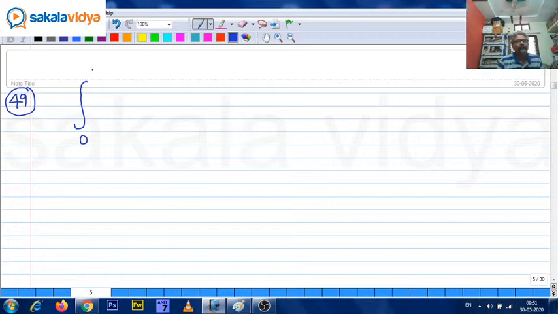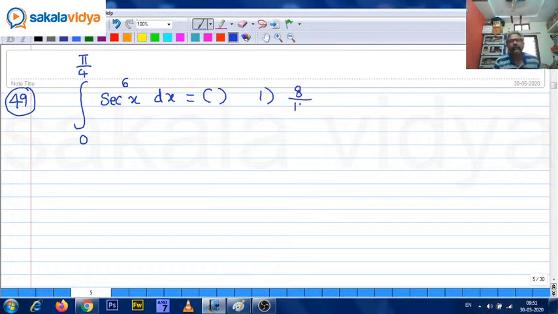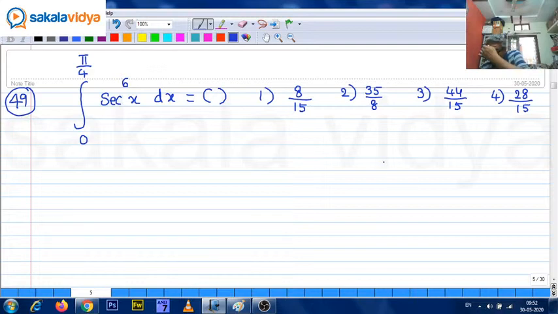Forty-nine. Integral 0 to pi by 4, secant x whole to the power of 6 dx equals to: first option is 8 upon 15. Second option is 35 upon 8. Third option is 44 upon 15. Fourth option is 28 upon 15. So the reduction formula for secant x we need to.